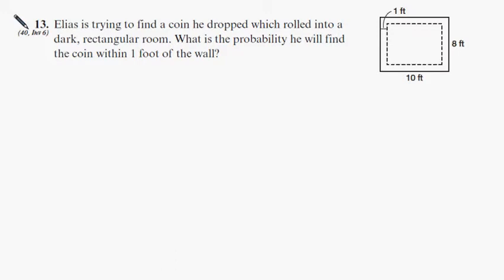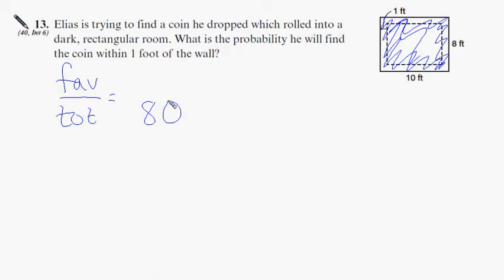Probability problem, and the question is asking, what is the probability he will find the coin within 1 foot of the wall? Okay, so remember that probability is the favorable over the total. So in this case, our total is going to represent all this area right here. That area is easy to find. That's 80 square feet, right?